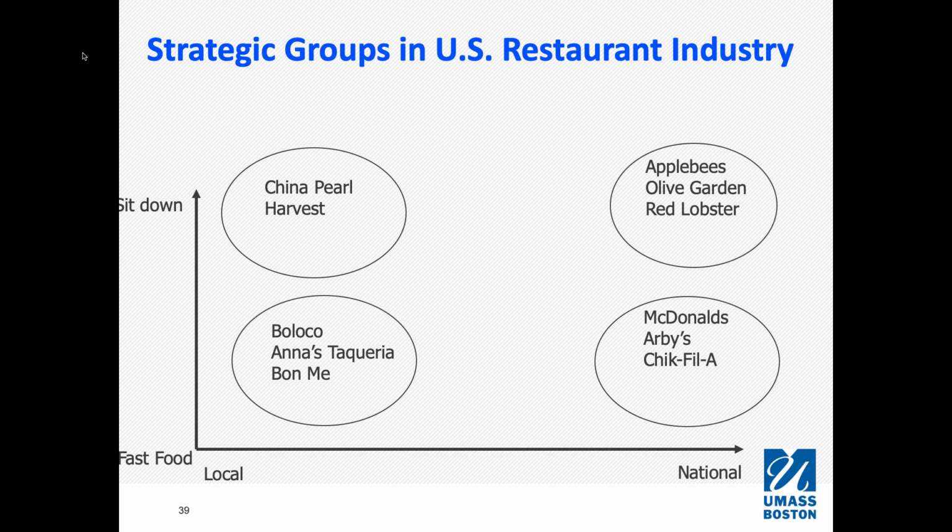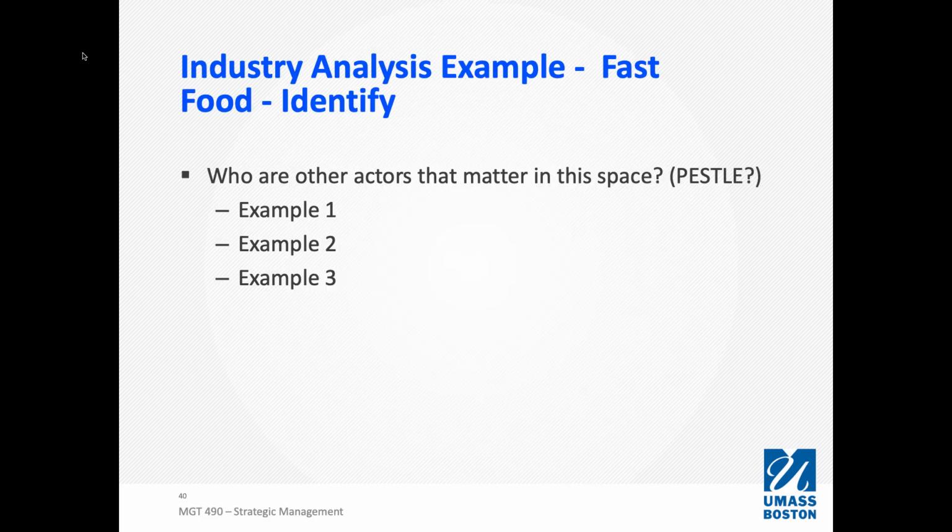The other thing is when you plot something like this, you can figure out where there are gaps, where certain people's needs aren't being met. Maybe there's a need for a regional, semi-fast food restaurant, right? It tells you who's not being serviced, okay? The next thing you have to do is figure out who else matters in this place, and sometimes thinking about PESTLE can help you figure that out, right?